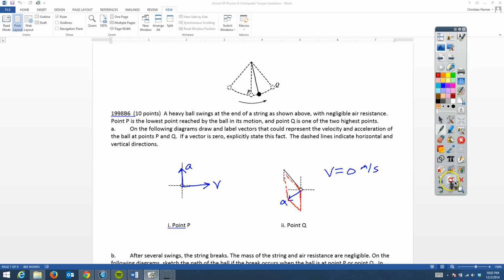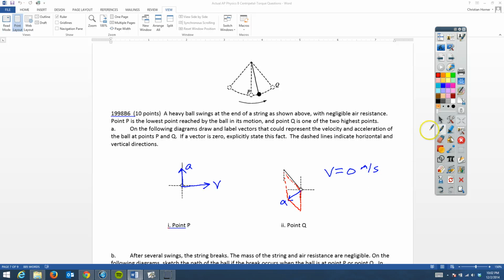All right, so that is actually worth 4 points altogether. You get 1 point for this, 1 point for this, 1 point for this, and then finally 1 point for the other one. And that's kind of what you'll see for it.